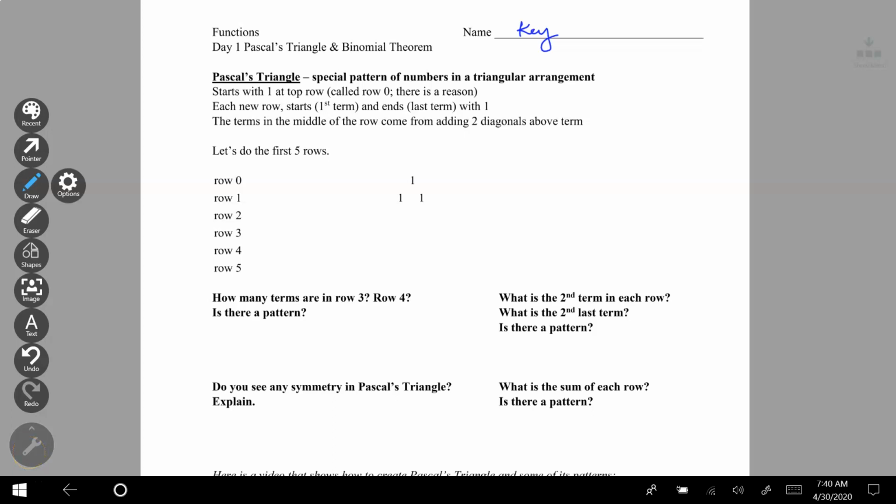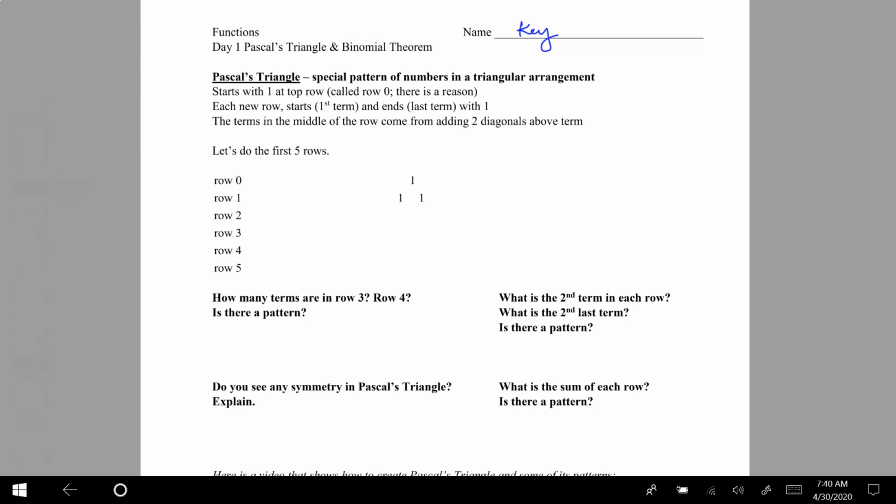Hello, today we started a new unit, Unit 8. The first day is going to be Pascal's triangle and the binomial theorem. So Pascal's triangle is a special pattern in a triangular arrangement where the first number in each row is 1, the last number in each row is 1, and we get all these numbers in the middle by adding up the two numbers above it diagonally.